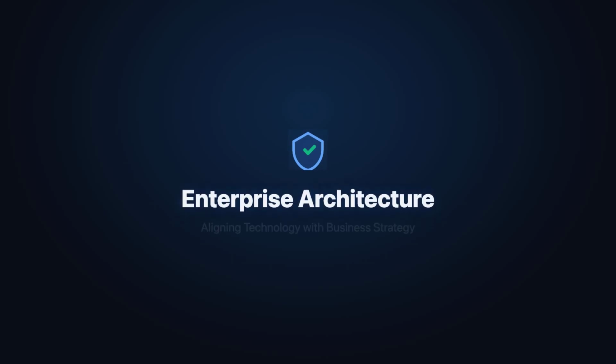What is enterprise architecture? Many organizations struggle because their IT systems and business strategy pull in different directions. In the next few minutes, we will explore how enterprise architecture and frameworks like TOGAF help organizations design and align their technology, processes, and information to execute strategy effectively. Let's get started.